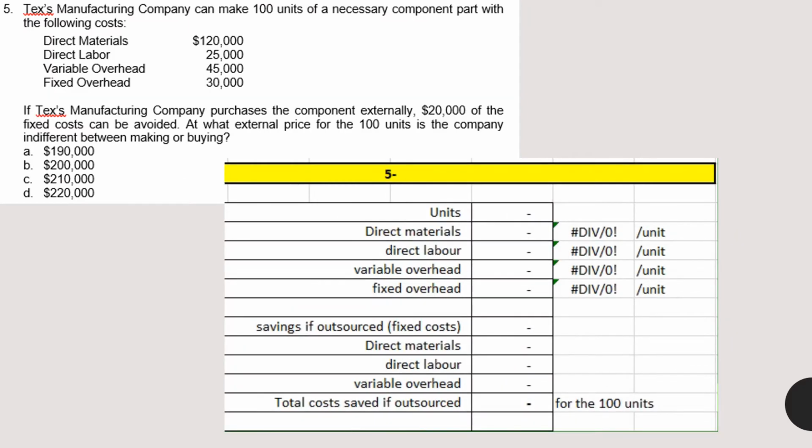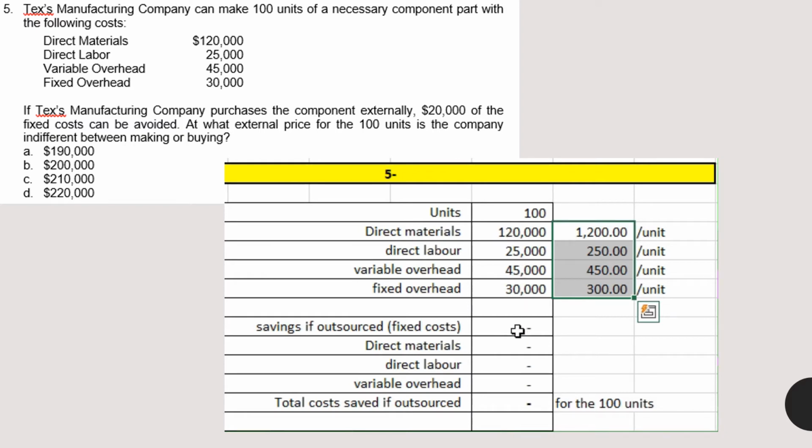The next example, we have the manufacturing company that can make 100 units of this necessary component with the following costs. Let's start our table. We have 100 units. We have $120,000 in direct materials, $25,000 in direct labor, $45,000 in variable overhead, $30,000 in fixed overhead, giving us per unit costs in total of $2,200 per unit.